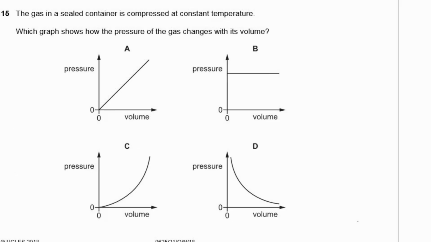15. The gas in a sealed container is compressed at constant temperature. Which graph shows how the pressure of the gas changes with volume? Alright, well, what do we know? Let's do a basic little thing. Here we get a piston, putting it in. As we push it in, as the volume gets very small, the pressure gets very big. And as the volume gets very big, the pressure gets very small. Let's see what graph does that.